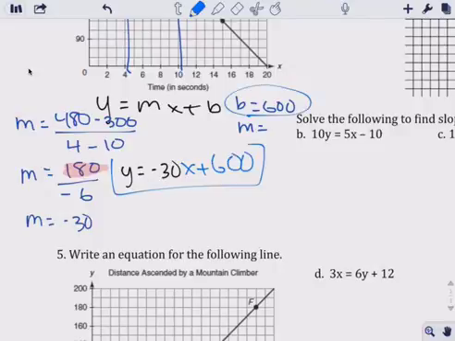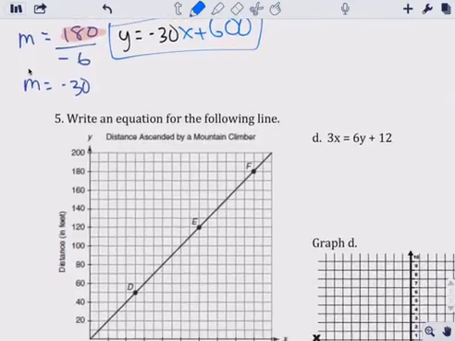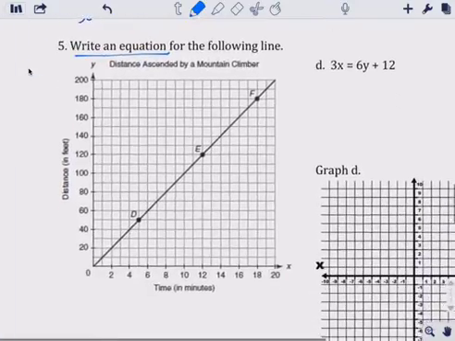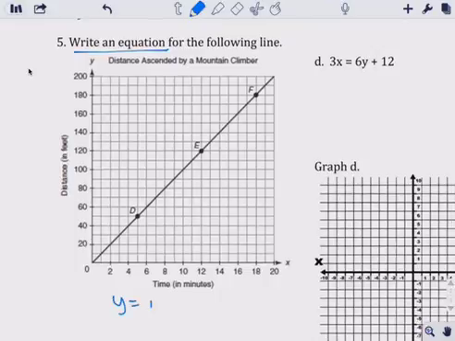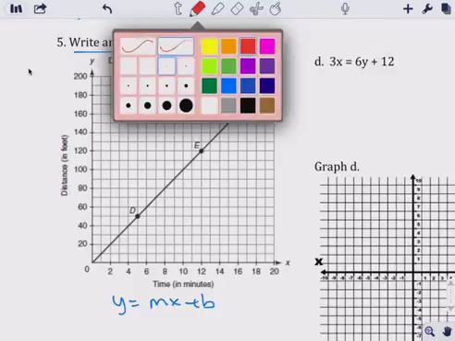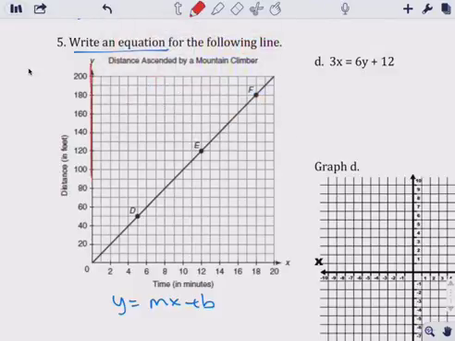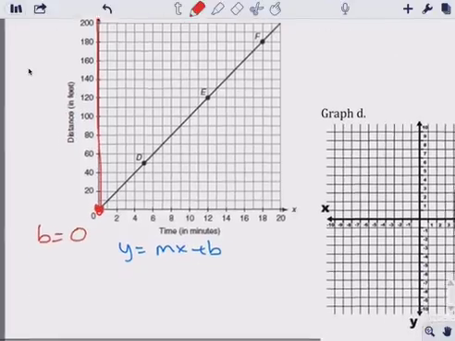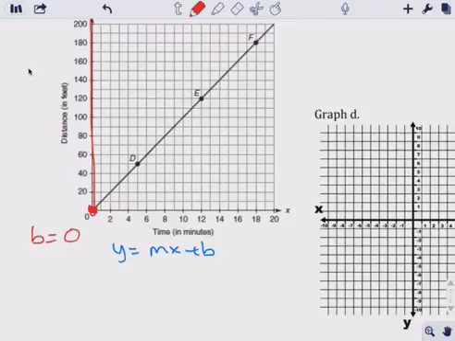And that's our equation. Number 5, write the equation of this line. So we got y equals mx plus b. We got b because, look, go through the y line. We hit this line right there. So b is equal to 0. Okay, b equals 0. So we can put 0 here for this letter b.